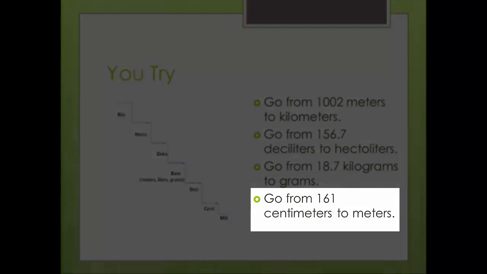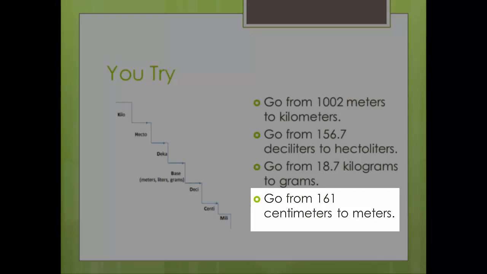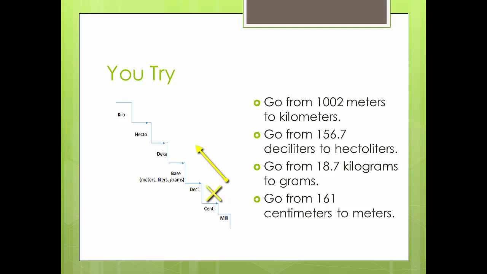For the last problem, we want to go from centimeters to meters. Again, I need to go up the chart. So I'm going to start on centimeters and go up to the base stair or the meter stair. And that's going to be 2 spots to the left. So I'm going to rotate my decimal in from 161, 2 spots. Again, 161 is a whole number. So I'm going to put a decimal to the right of the number and rotate it in 2 spots. If I do that, I get 1 61/100 meters.